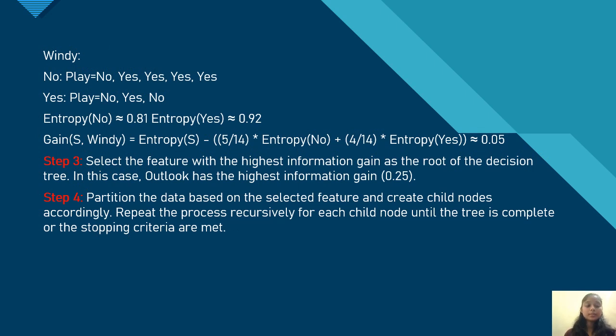And step 3 is to select the feature with the highest information gain as the root of the decision tree. In this case, outlook has the highest information gain, that is 0.25. Partition the data based on the selected feature and create child nodes accordingly. Repeat the process recursively for each child node until the tree is complete or the stopping criteria are met.